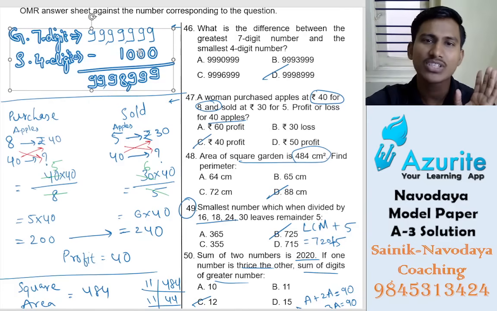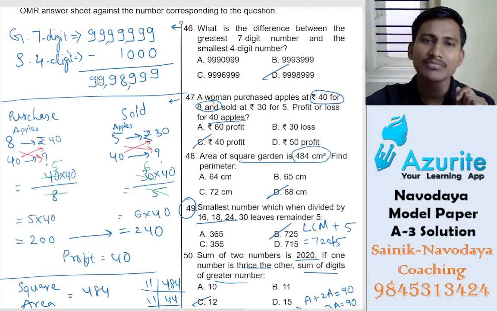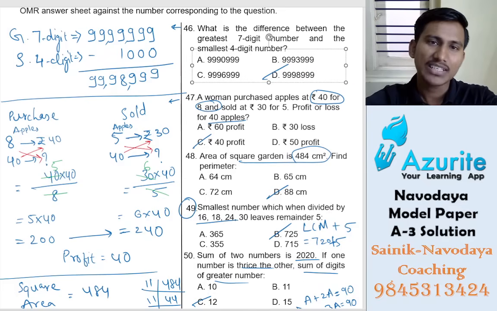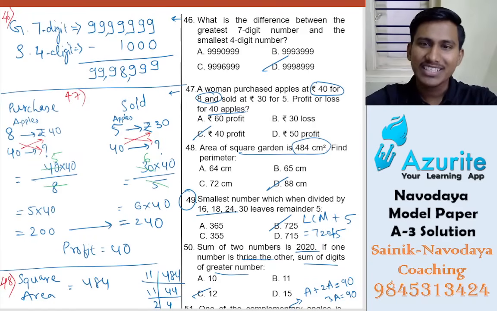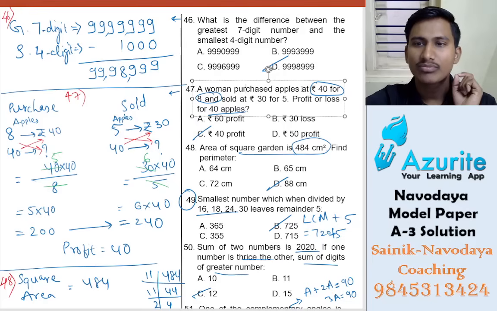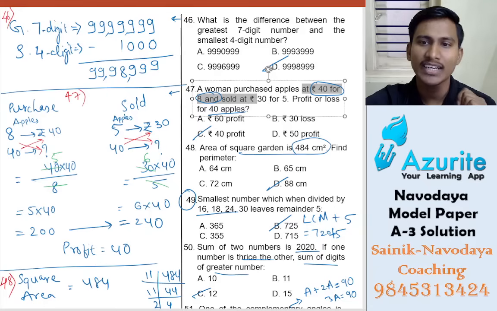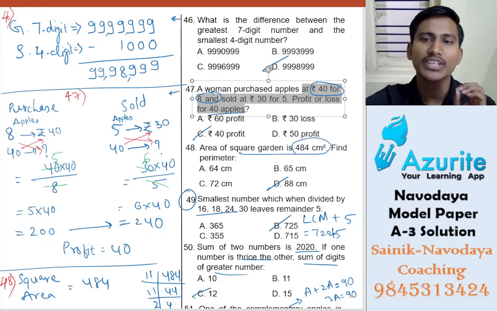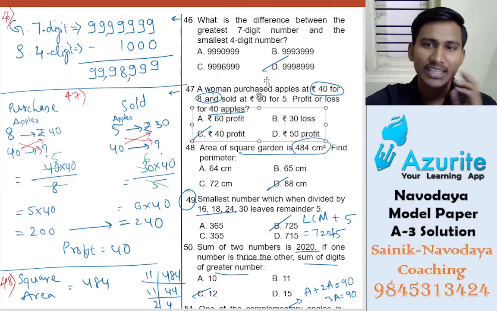So if you minus 1000, how much will your answer be? That is 9,998,999. That is option D here. Okay, yes, that is the answer if you minus 1000. Very easy. Okay, so students, next question 47. What is it? A woman purchased apples at 40 rupees for 8 apples and sold at 30 rupees for 5 apples. So we have to find the profit or loss for 40 apples, right?